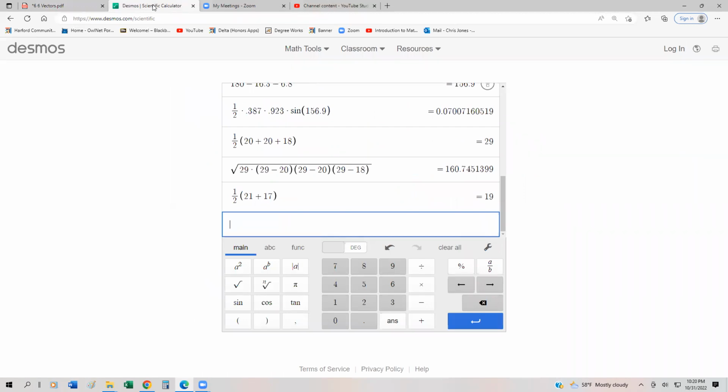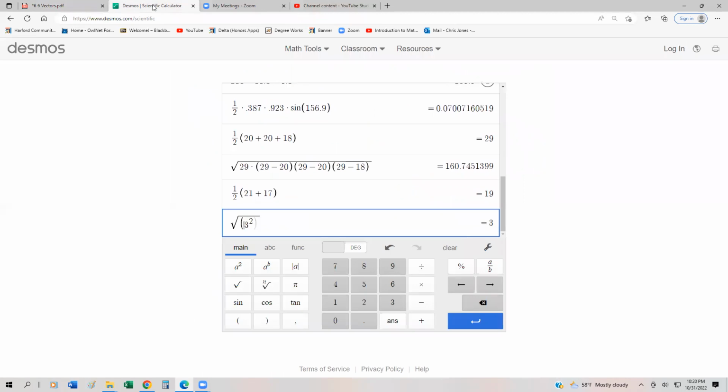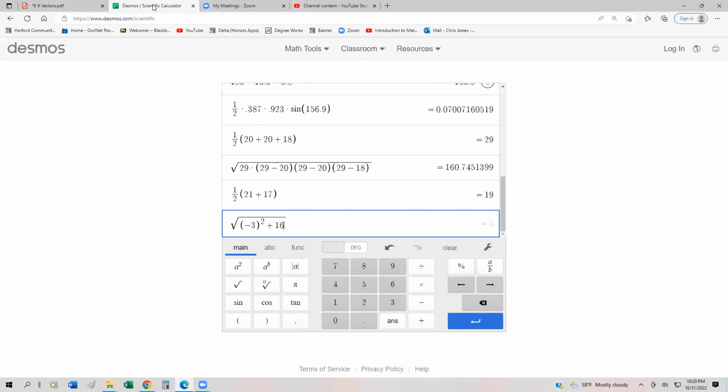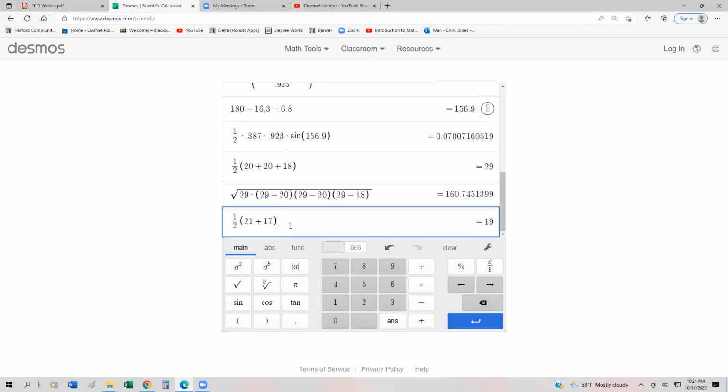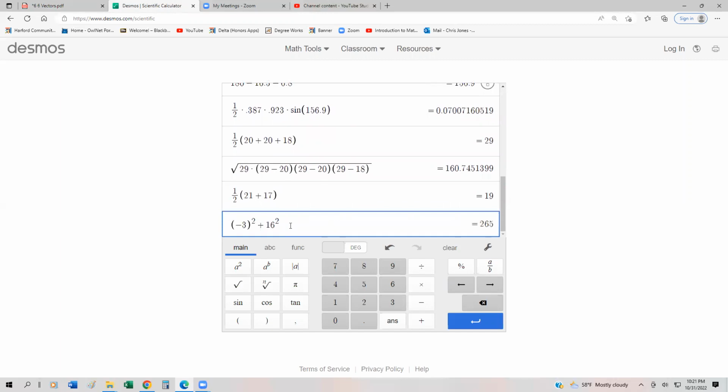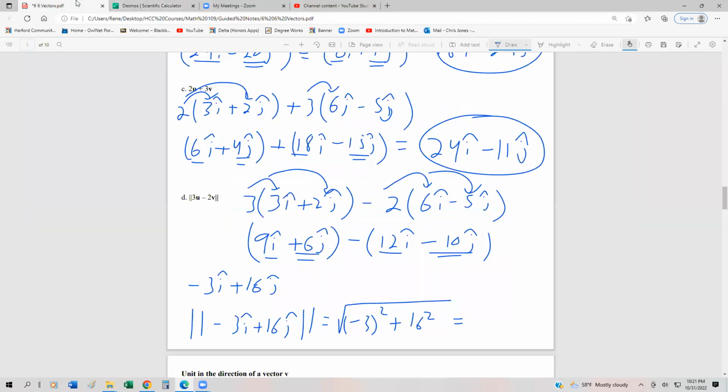So we would get the square root of negative 3 squared plus 16 squared, and technically it's negative 3 squared, so we just type it in like that. All right, that doesn't give us an exact number, unfortunately. So what we're going to do is let's just pull this out. Okay, and it gives us 265. All right, we might have to go through and see if we can simplify that. So let me write it like square root of 265.